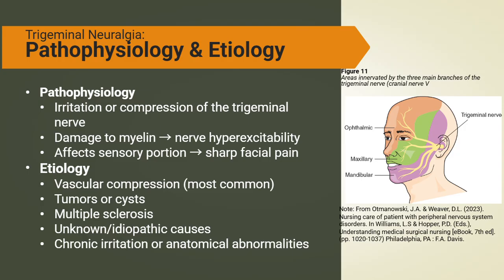The disorder occurs when this nerve becomes irritated or compressed, causing episodes of sudden, severe facial pain. From a pathophysiology standpoint, the trigeminal nerve becomes hyperexcitable, meaning it fires pain signals in response to minimal or even no stimulation. The most common mechanism behind this is vascular compression, where a small artery or vein presses against the nerve root as it exits the brainstem. This compression gradually erodes the nerve's protective myelin sheath, leaving the nerve exposed and easily triggered. The sensory portion, the part responsible for feeling sensations in the face, is the most affected, which is why patients experience sharp electric shock-like facial pain.